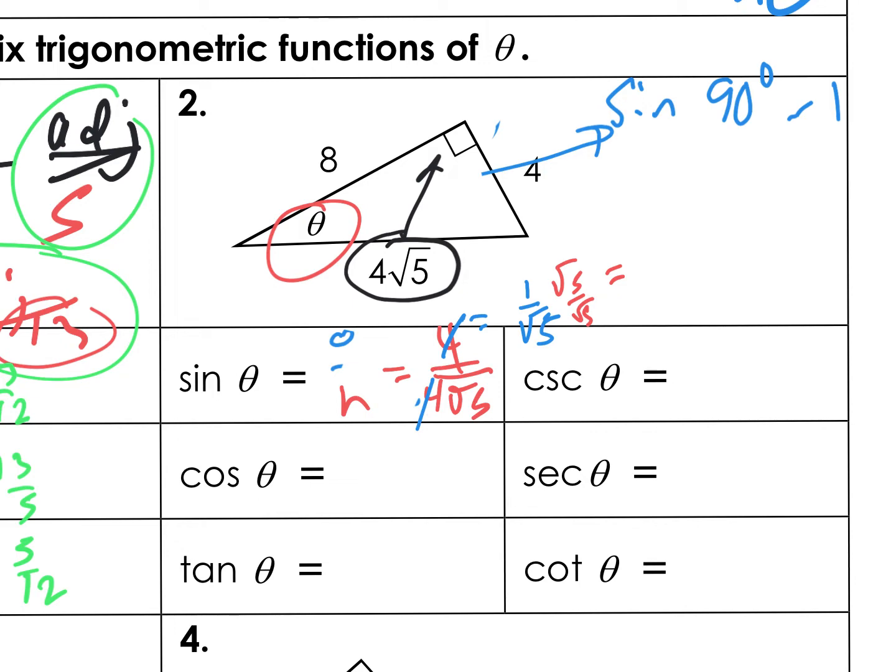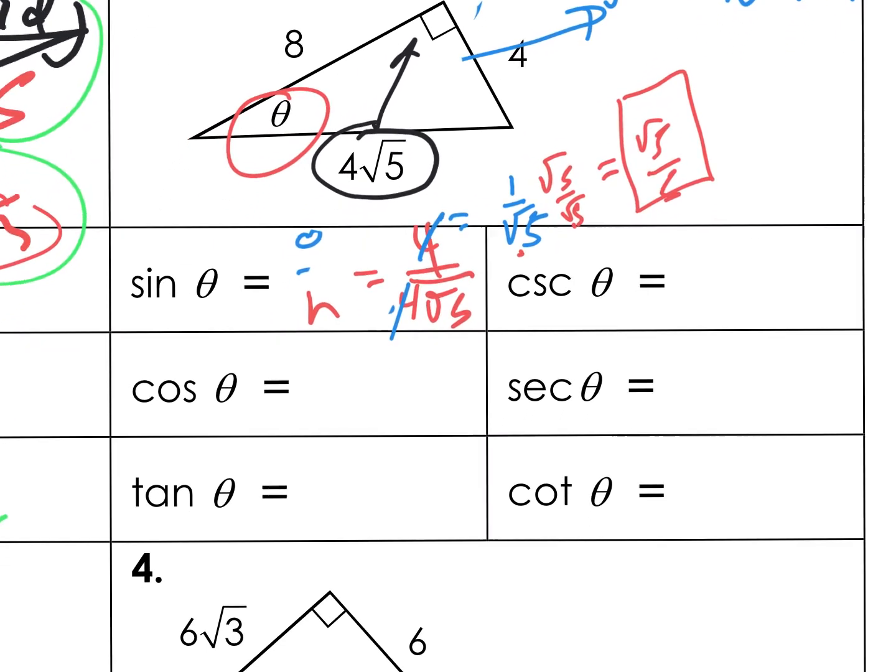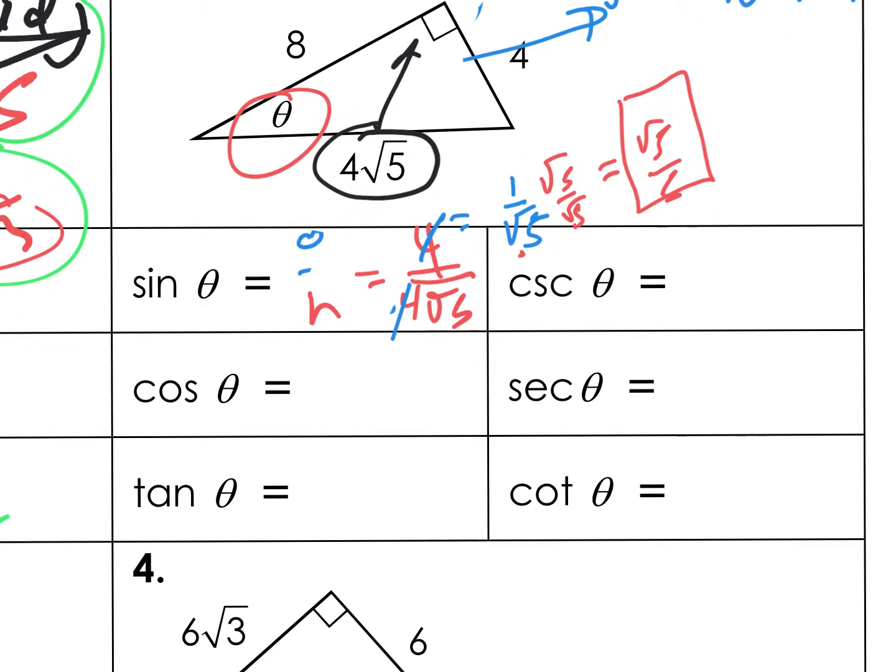1 times square root of 5 is square root of 5. And square root of 5 times square root of 5 is how much? 5. This would be the answer that we'll be expecting. While I'm at it, can you tell me what the answer will be for cosecant? So 5 over square root of 5. Steph, you're exactly right. 5 over the square root of 5. I'm going to write that down.